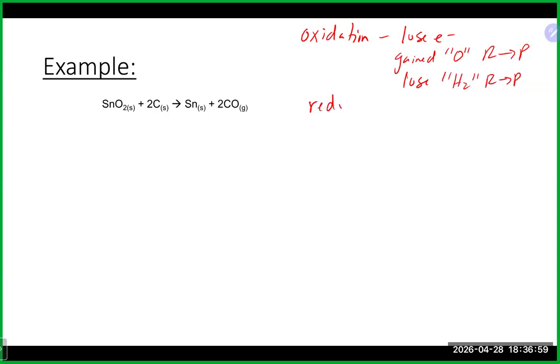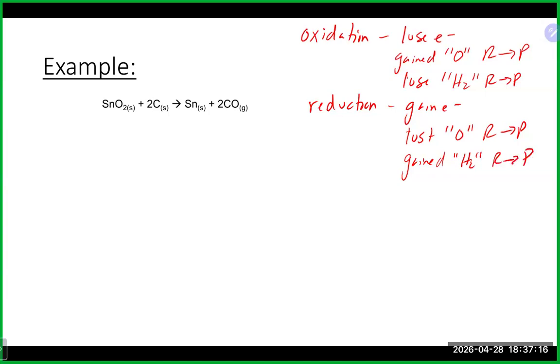Reduction has similar sort of definitions. Reduction means that you gain electrons, but it can also mean that you have lost oxygen as you go from reactants to products, and you gained hydrogen as you go from reactants to products. Like I mentioned a second ago, these definitions of hydrogen and oxygen are typically used a lot in organic chemistry.